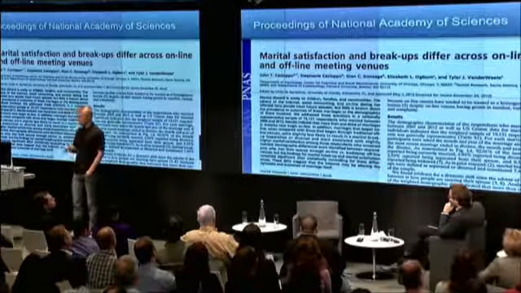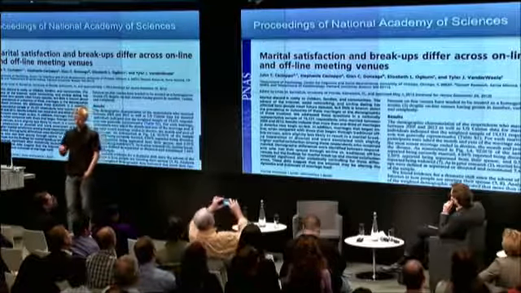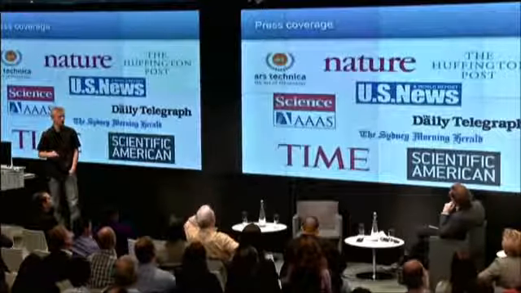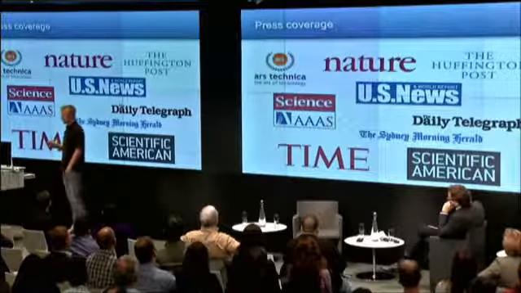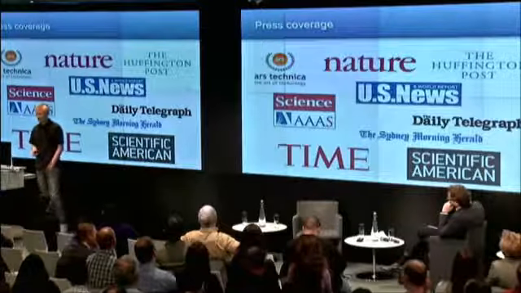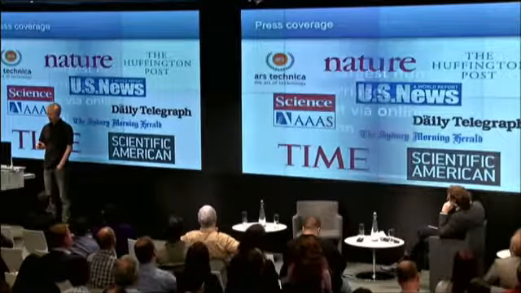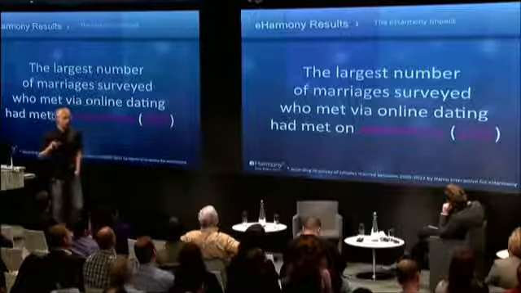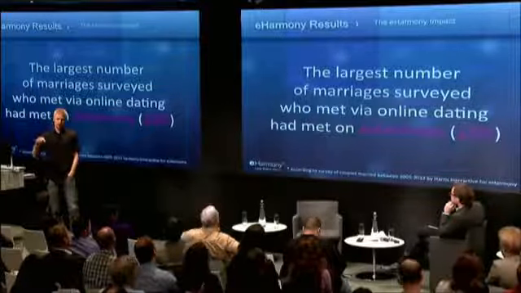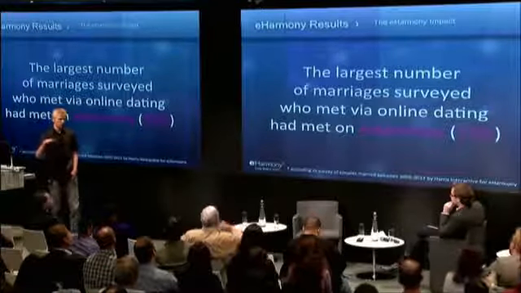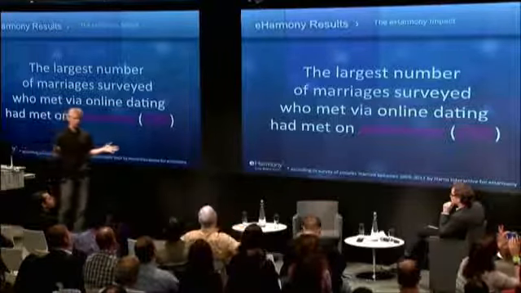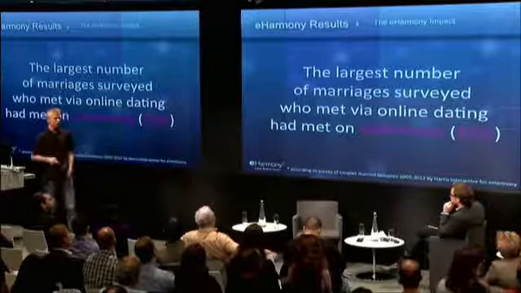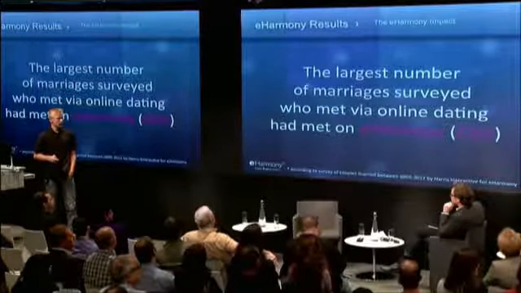The Proceedings of the National Academy of Sciences is one of the top-rated interdisciplinary journals. This has been covered quite a bit during the first 24 hours. For eHarmony, there were some interesting and quite encouraging results. Among the online dating sites, about the largest number of marriages originated on eHarmony. Even though we don't have the majority of people overall, in terms of the number of marriages per user, we seem to be doing really well. About a quarter of all the marriages from online dating had met on eHarmony.